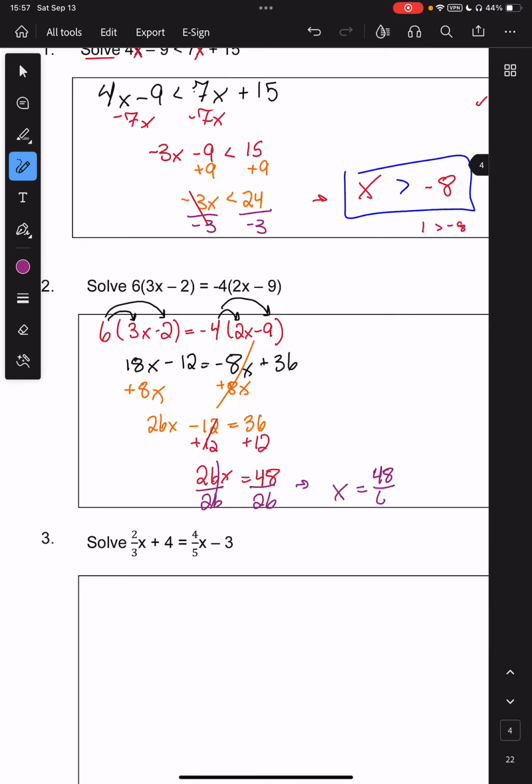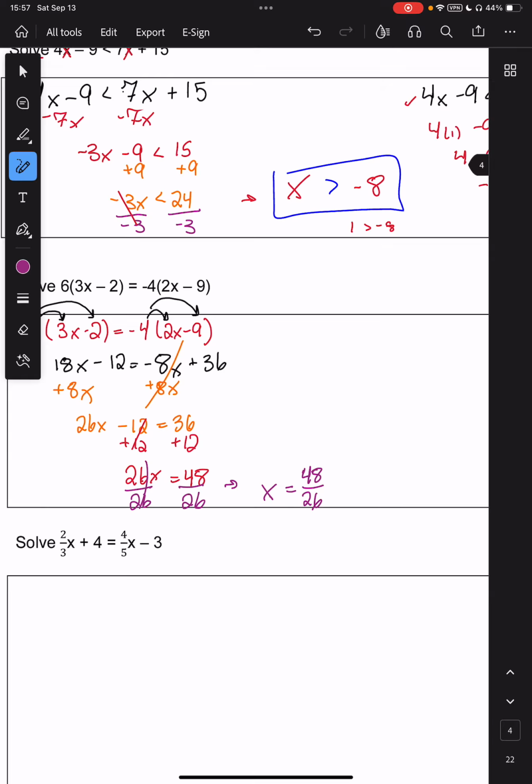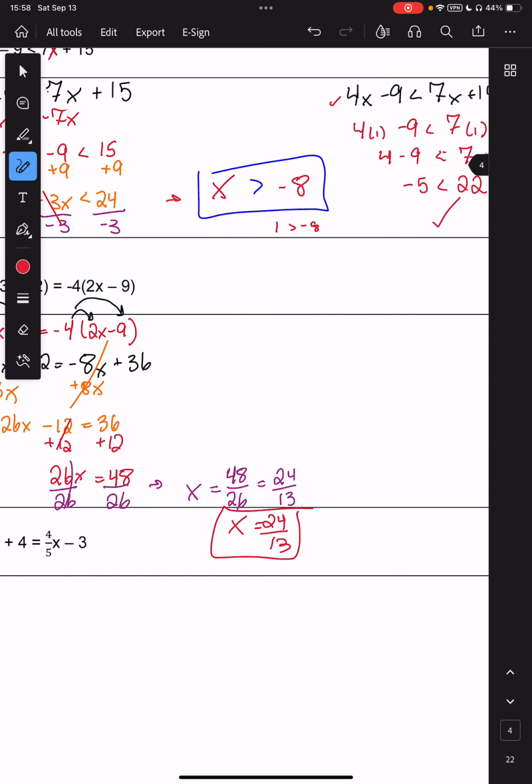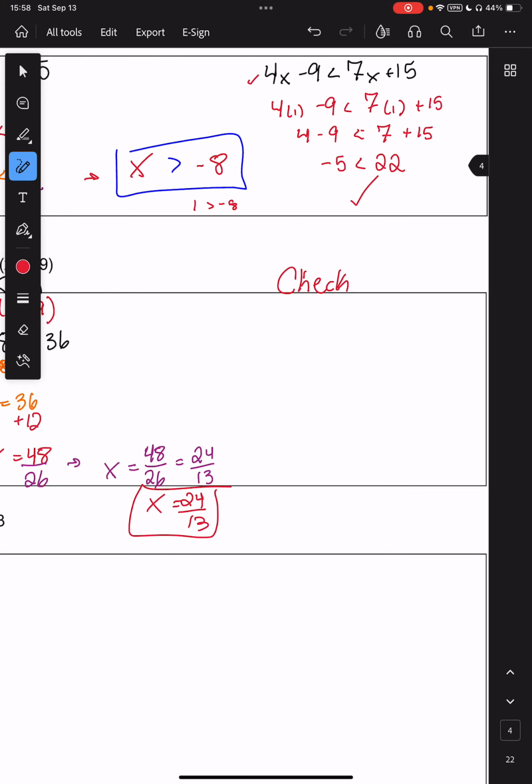And that doesn't simplify to a whole number, but we can reduce the fraction. So let's reduce it. 48 over 26 gets reduced to 24 over 13. So our x is equal to 24 over 13. And now we have to check our work. That is the most important to know that we are correct.